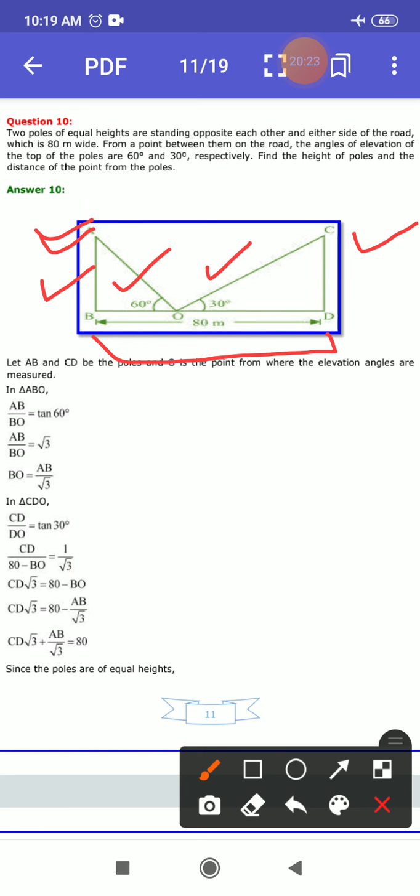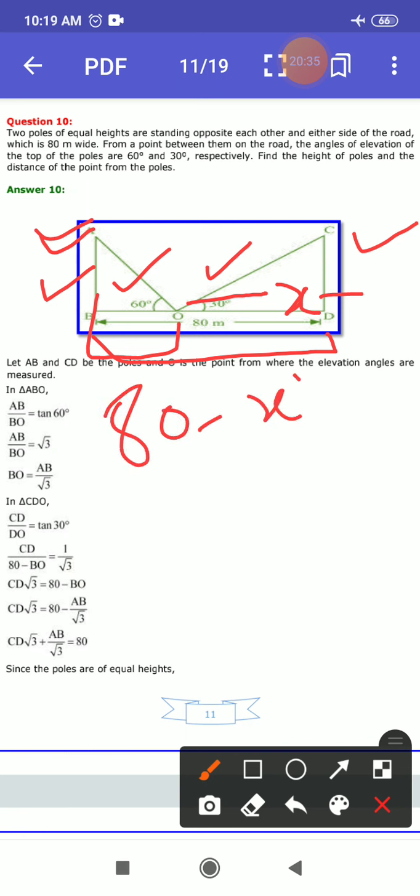So you very well know, first of all you have to suppose the distance OD is equal to x, and then the other distance becomes 80 minus x. Then you have to solve this question. This distance is 80 minus x and this distance is x.